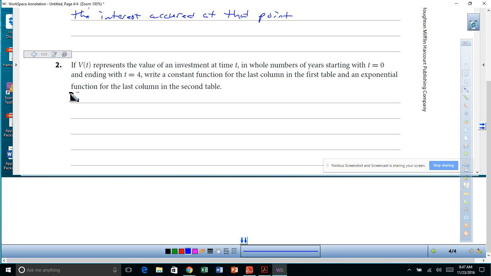So for the first table, that would be V sub t equals 1,000. All right. And then for the second, that would be V sub t equals $822.70 times 1.05 to the t power. All right.